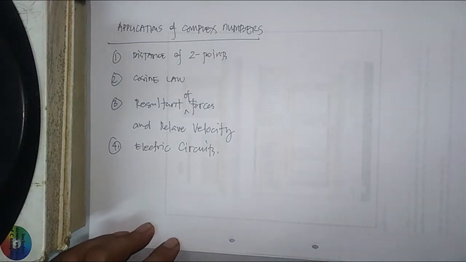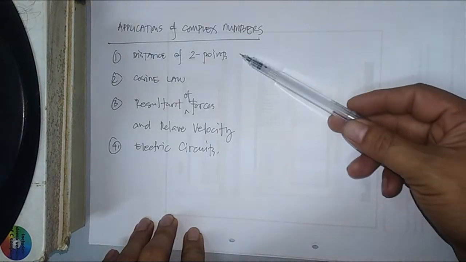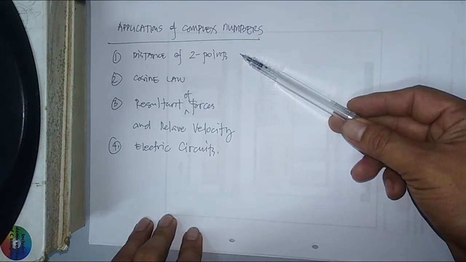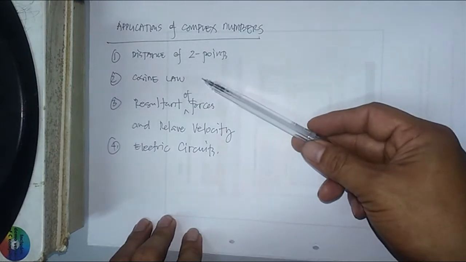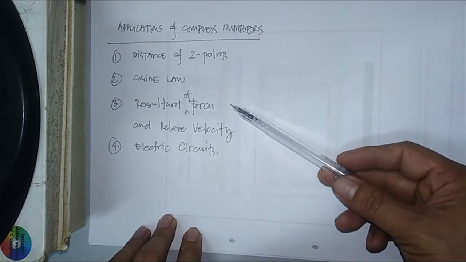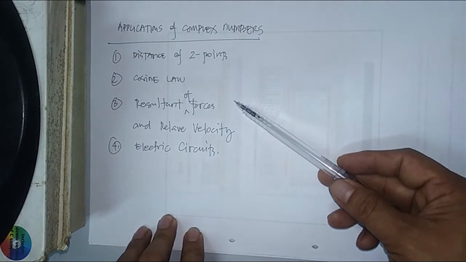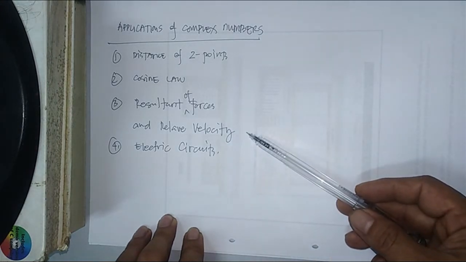All right. Good morning. Today we will be discussing the last topic in our chapter, complex numbers. So this topic is the application of complex numbers. Under the application of complex numbers, we will discuss the distance of 2 points. We will also substitute the cosine law with complex numbers.